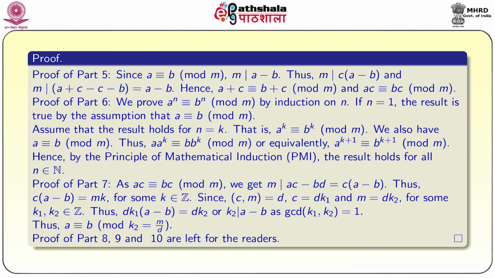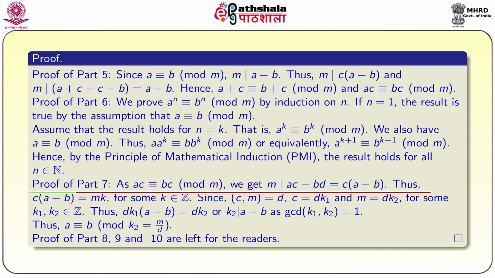Since a is congruent to b mod m, a into a power k is congruent to b into b power k mod m, which follows from our previous result, or equivalently a power k plus 1 is congruent to b power k plus 1 mod m. Hence, by the principle of mathematical induction, the result holds for all n belonging to the natural numbers. This can also be proved in different ways, for example by using the binomial theorem.